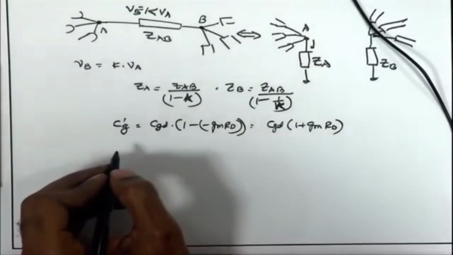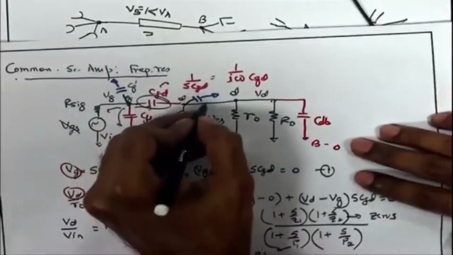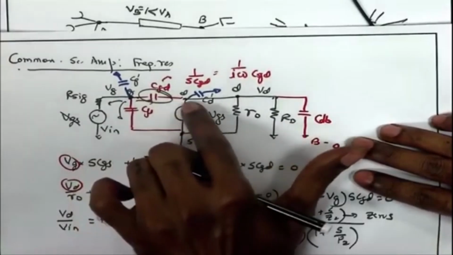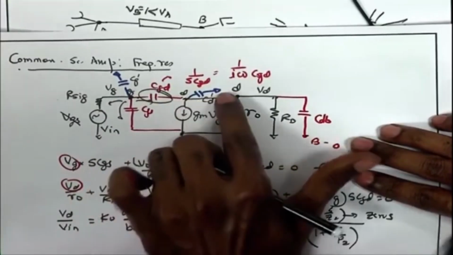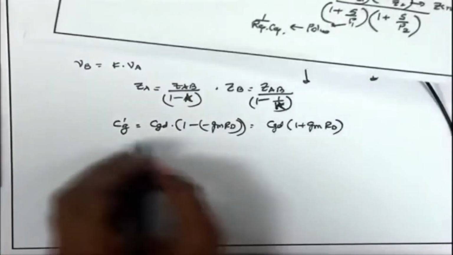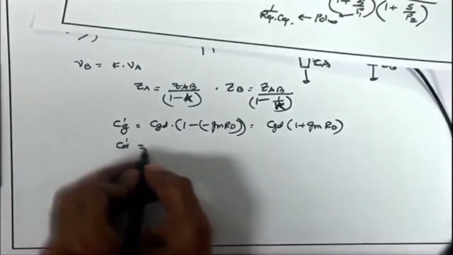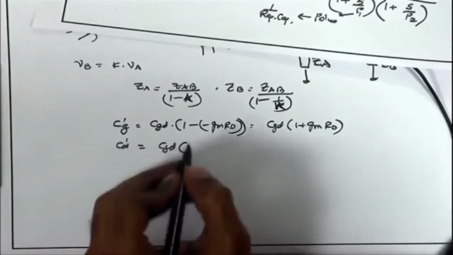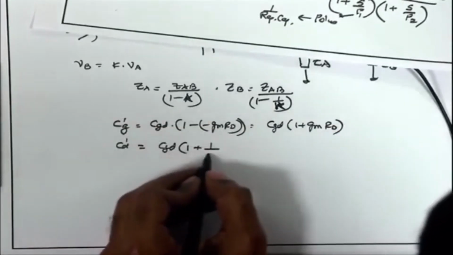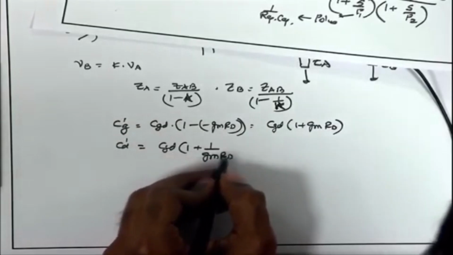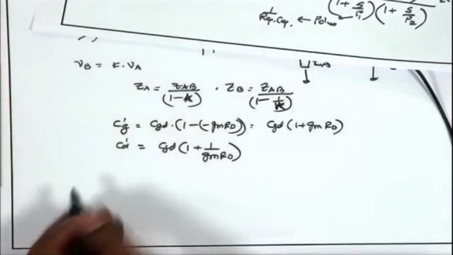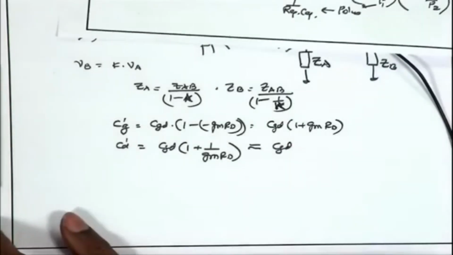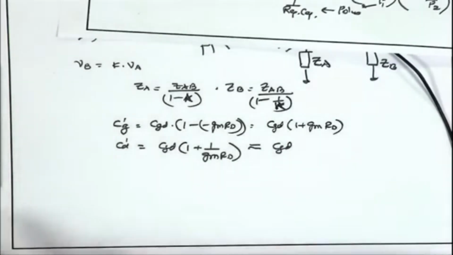And likewise, if I call the other blue capacitor CD dash, which is obtained by decomposing CGD into an equivalent capacitor between drain and AC ground, then CD dash is equal to CGD times 1 minus 1 upon A. So, basically 1 upon gm RD. If I assume that gm RD is much greater than 1, then it is approximately equal to CGD only. So, basically what I can do is simplify this circuit.